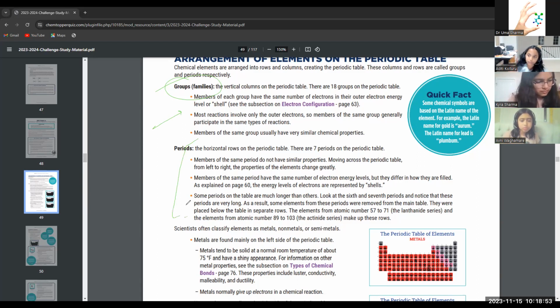Periods. Do you think in the period elements have the same physical and chemical properties? Similar? No. In periods, no. So what is happening to their nature as you move from left to right? It's changing, decreasing from metal to non-metal. Yes. So on the left side they are more metallic. On the right side they are less metallic. You remember we discussed that? Okay. So please read this.